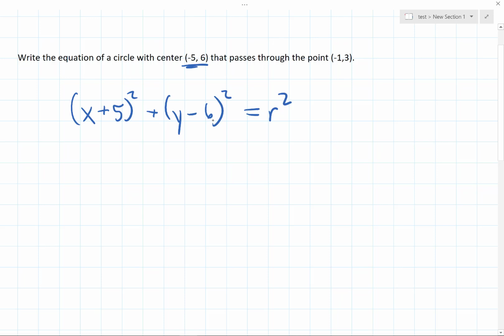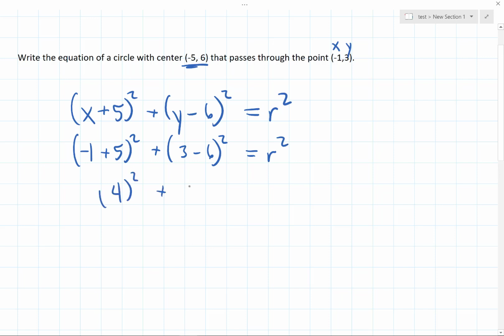We're good so far. So now if this point is supposed to be on our circle, it should make our equation true. So I'm going to plug in negative 1 for the x and 3 for the y, and that'll help me find what r is. So if I replace the x with negative 1, and if I replace the y with the 3, that should equal r squared. So I'll have 4 squared plus negative 3 squared equals r squared. So I have 16 plus 9 equals r squared. So 25 is r squared.